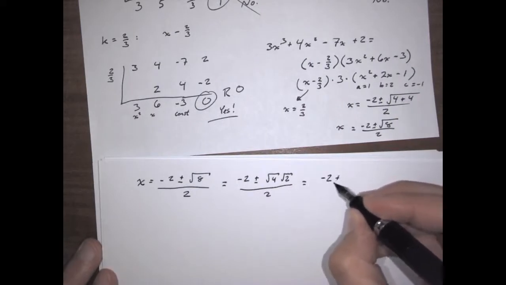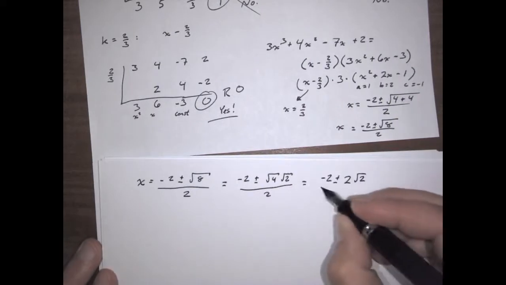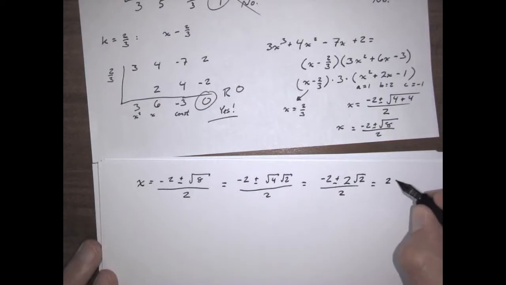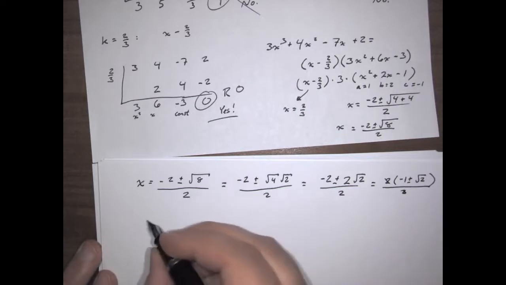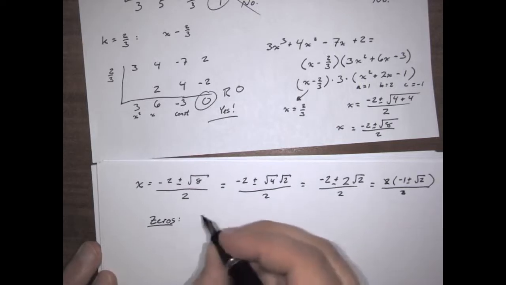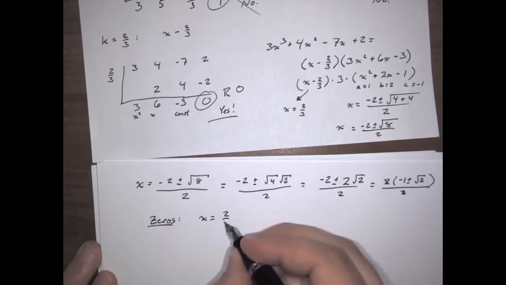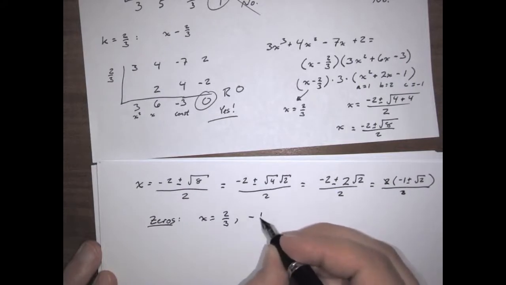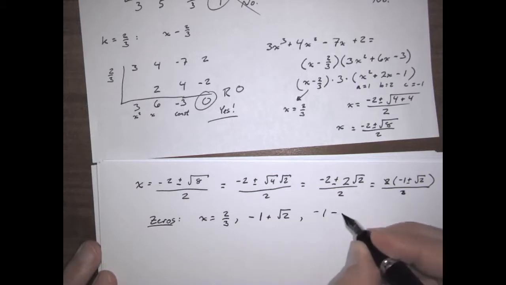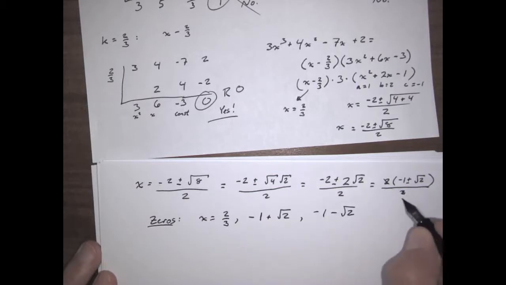It's going to be negative 2 plus minus 2 root 2 divided by 2, which we can then factor out the 2 from the two pieces of the top there. So it's going to be negative 1 plus minus the square root of 2, all divided by 2. So let's cancel. So then that gives us the zeros of x equals 2/3, and then we have a pair, negative 1 plus the square root of 2, and negative 1 minus the square root of 2. The two pieces of this when those all cancel out.